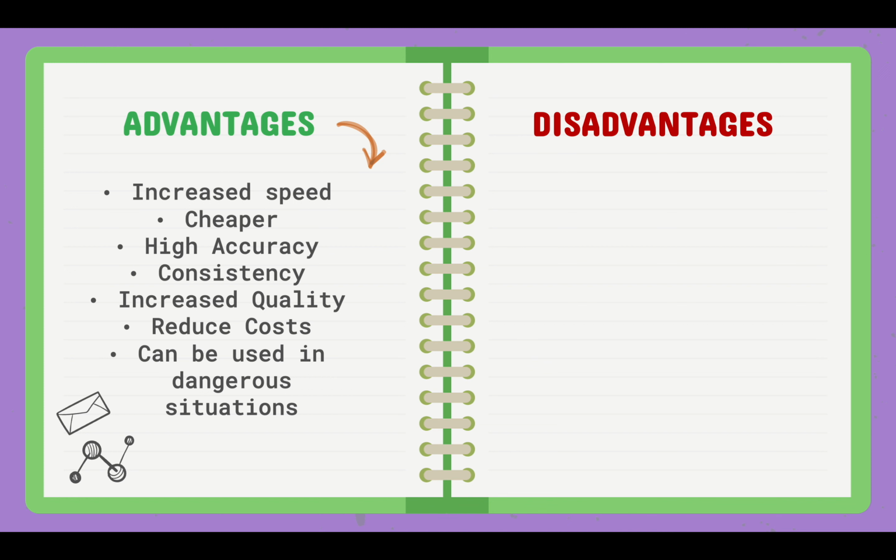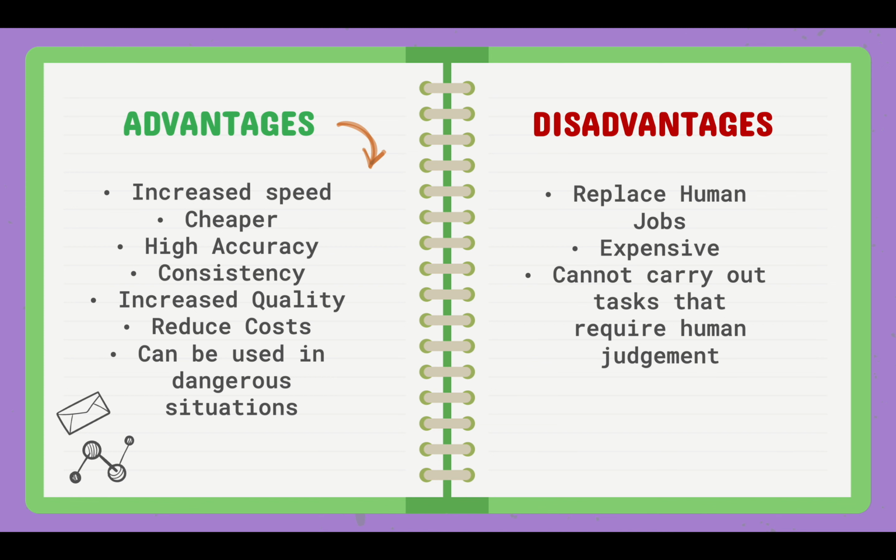Let's look at some of the disadvantages now. So robots can replace human workers, so that means there are fewer jobs for people to do. They can also be very expensive to buy, and robots cannot carry out tasks that require human judgment.